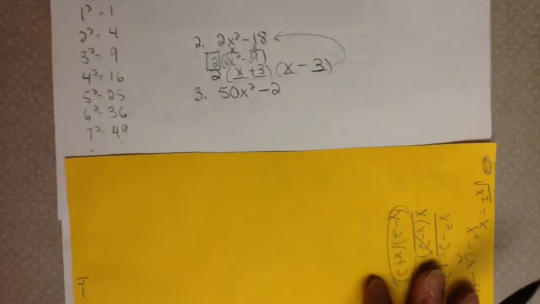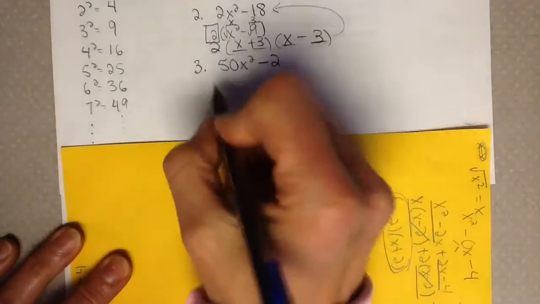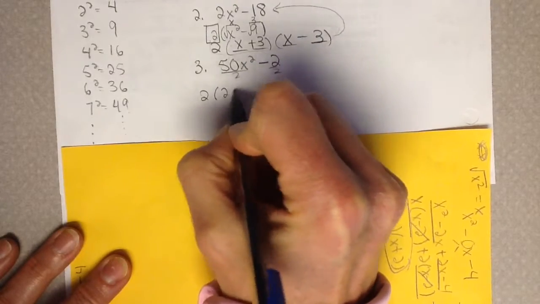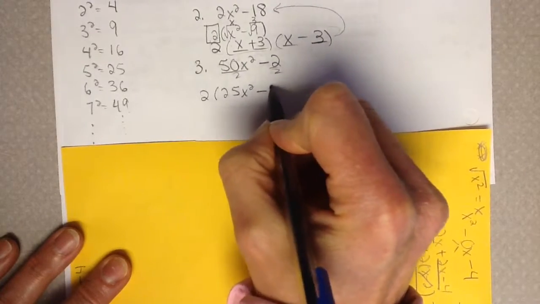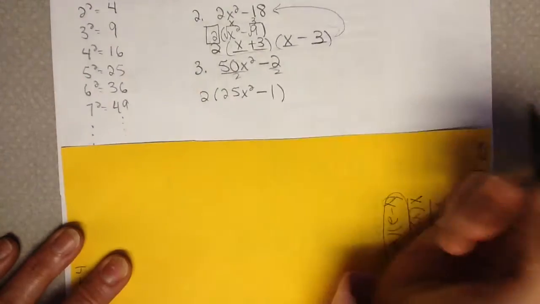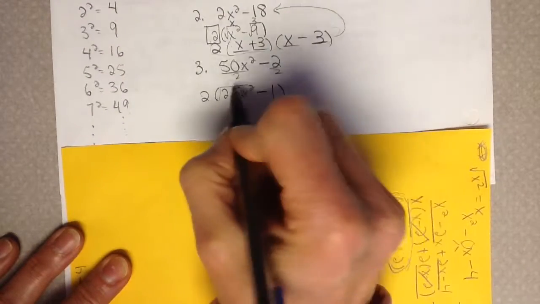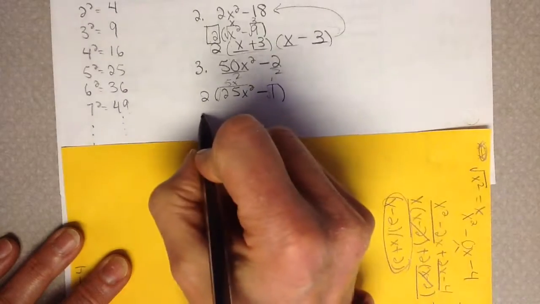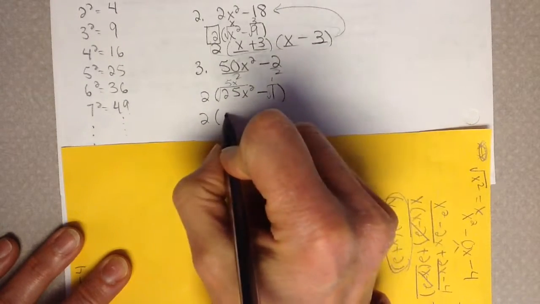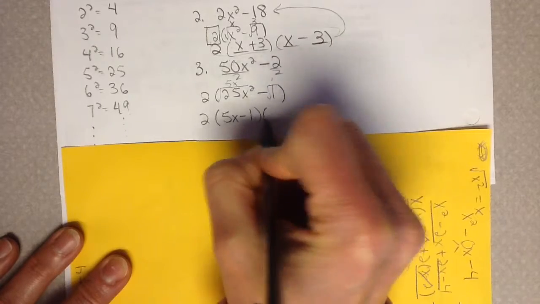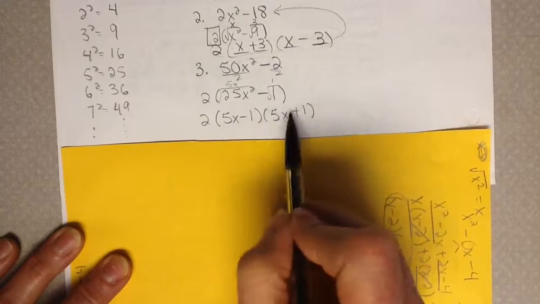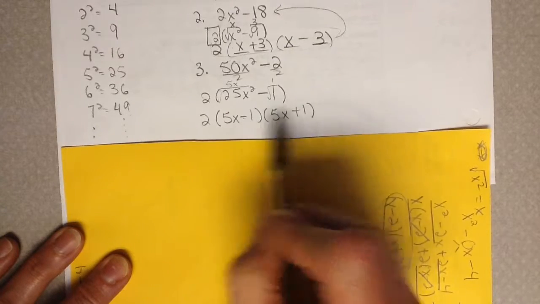All right, last one. Again, you want to pull out a GCF. Here it looks like it's going to be 2. So that leaves me with 25x squared minus 1. All right, now I take the square root of this, and that's going to be 5x. Square root of this, that's going to be 1. So now I do 5x minus 1, 5x plus 1. So the only difference between the parentheses, one has a minus and one has a plus.